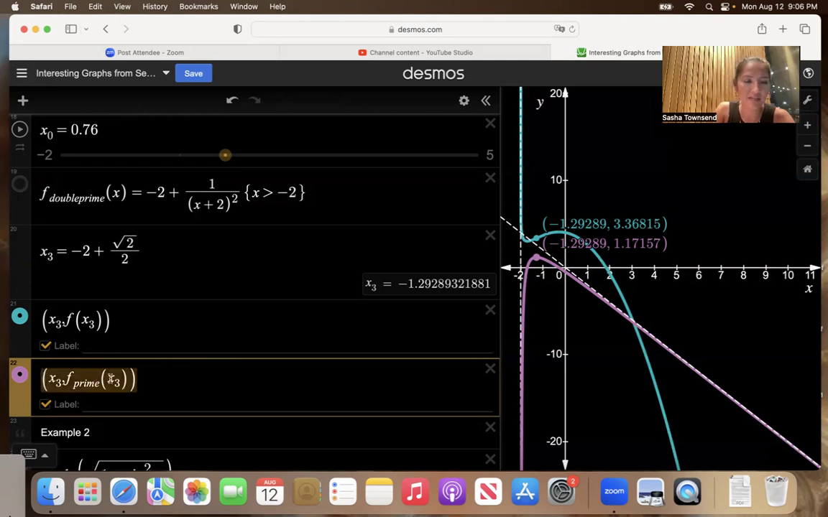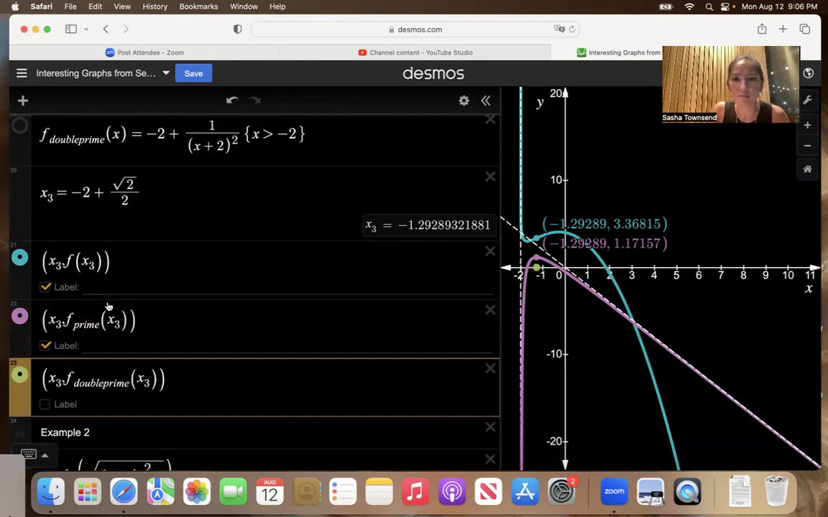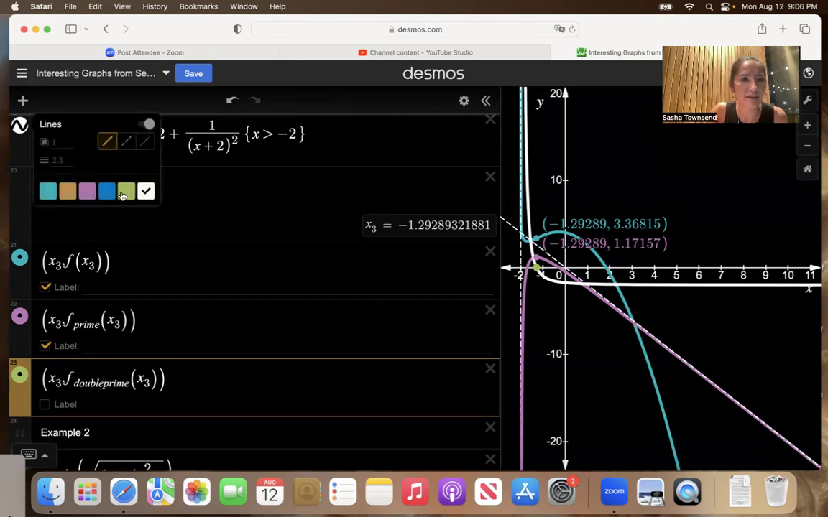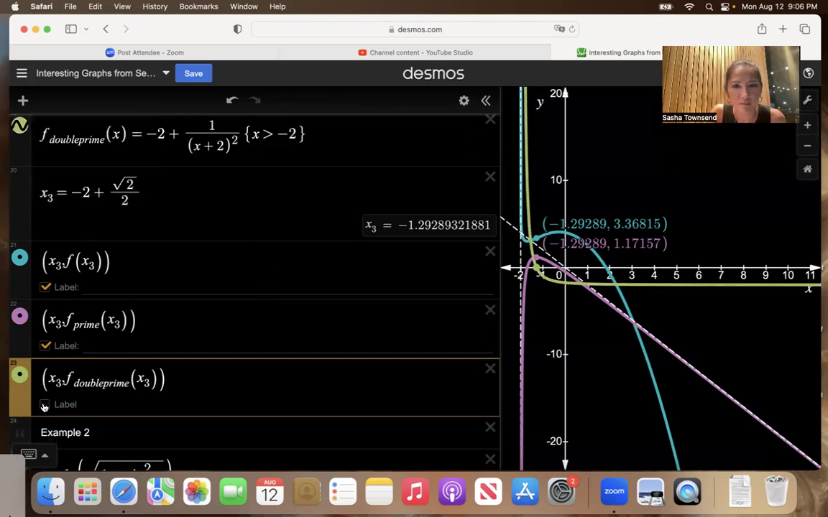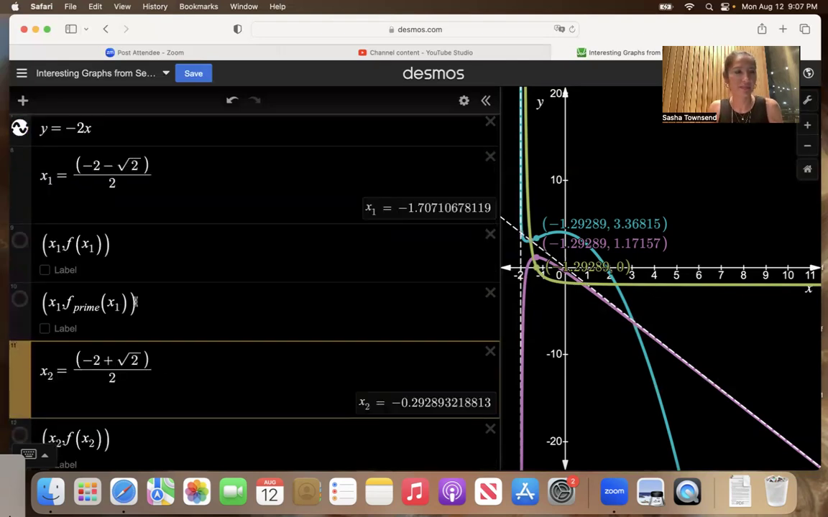And we can see how that relates to the second derivative if we plot that point. I think I want to plot that in green. So here we see that the second derivative is 0 at that location, and the second derivative is positive from -2 to that x value. So the original function is concave upward, the first derivative is increasing, and the second derivative is positive. Now, when the second derivative is negative, the first derivative is decreasing, and the original function is concave downward. So that's kind of cool.